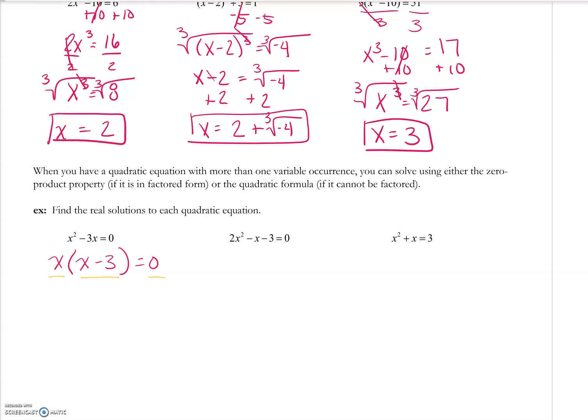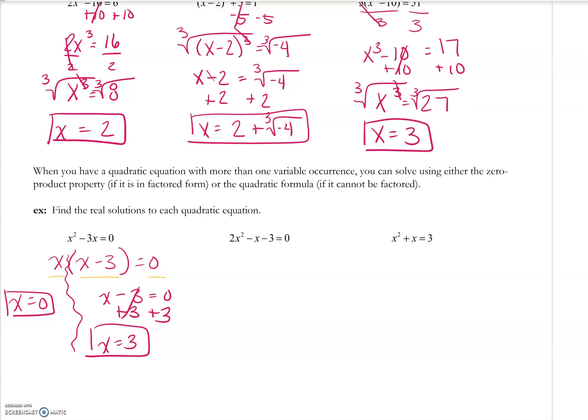Whenever that happens, something times something else equals 0, one of those 2 factors that I'm multiplying has to equal 0. So we're going to split it apart by its factors and say that either this x equals 0 or x minus 3 equals 0. When I do that, setting this x equal to 0 already gives me one of my solutions. And then with x minus 3 equals 0, all I have to do is add 3 and get x equals 3. That's again called the zero product property.